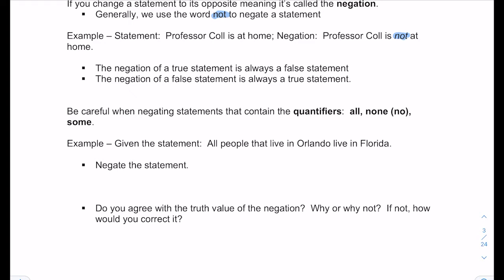So first of all, when I think about the statement, all people that live in Orlando live in Florida, generally that's true. There are other states that have a town named Orlando, but when most people hear the word Orlando, they think of Florida. So we're going to say that's a true statement. If you negate that statement, you should have said something like, all people that live in Orlando do not live in Florida.